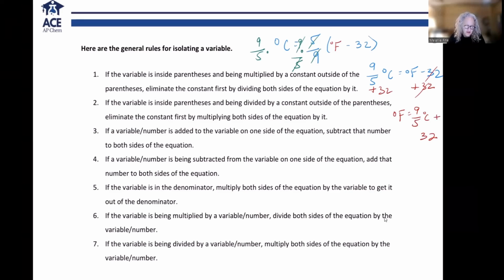Number 5, if the variable is in the denominator, multiply both sides of the equation by the variable to get it out of the denominator. I prefer to just flip it. That's it. It saves us a step.